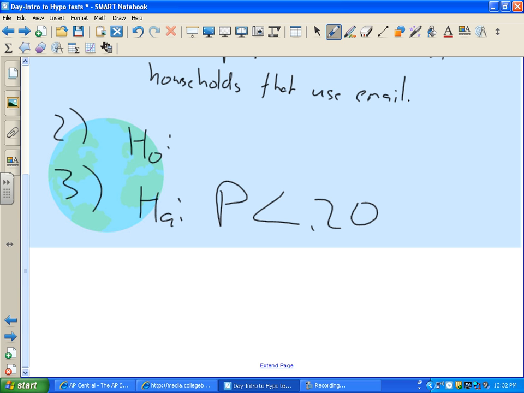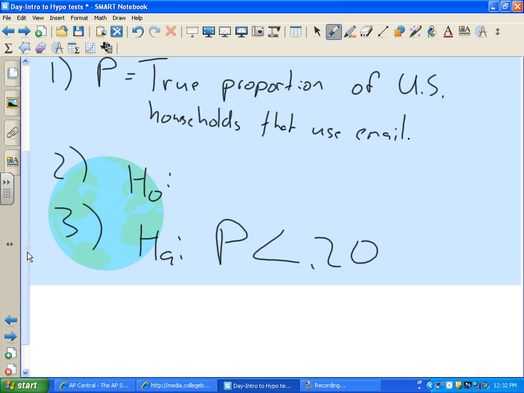Because that's the thing that I can prove, my alternative. I actually can never prove my null hypothesis. I'll come back to that again later, but I can never prove the null. I can only have strong evidence for my alternative. It's going to come back to evidence. If my alternative is p is less than 0.2, hopefully you'll agree that my null hypothesis is going to be p greater than or equal to 0.2. Does that make sense? It has to be one or the other.